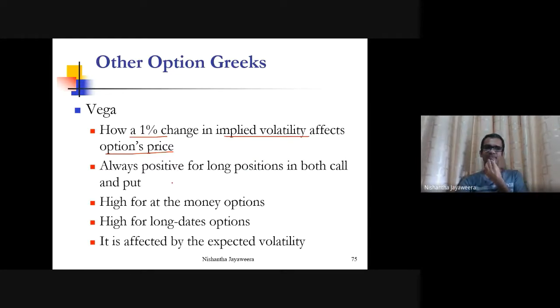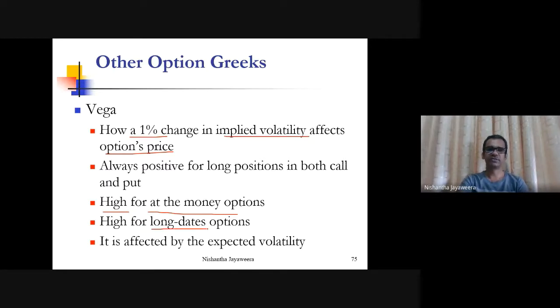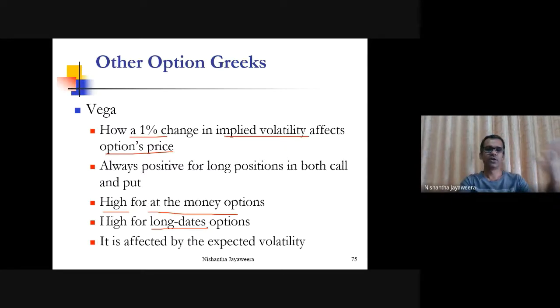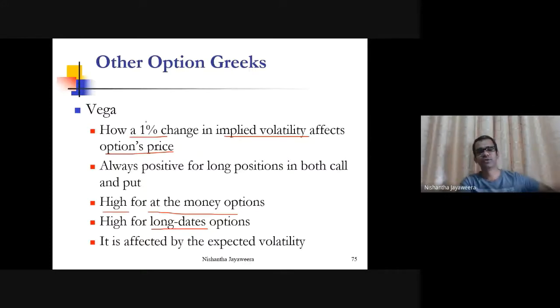Again, at the money options, the Vega is high. That means sensitivity is high. And for long dated options as well. Compared to short maturity, high Vega. That means high sensitivity for volatility.